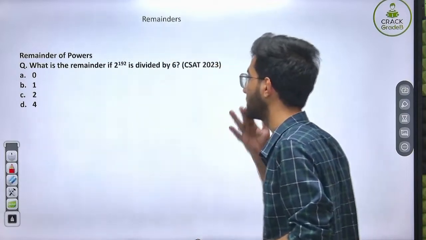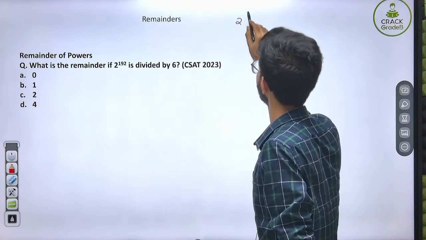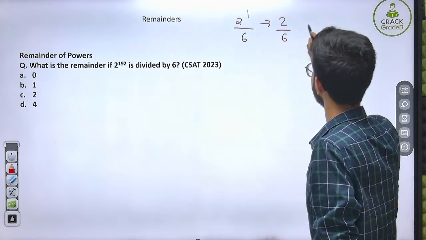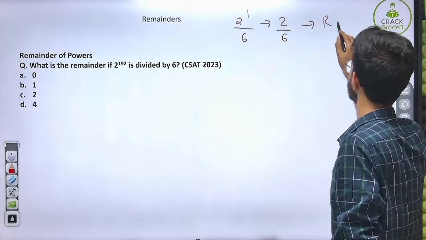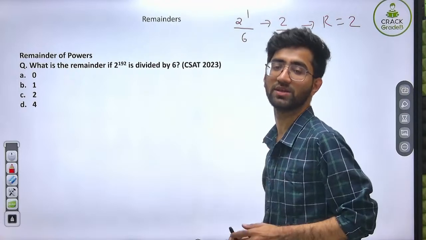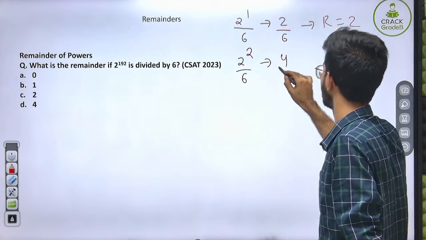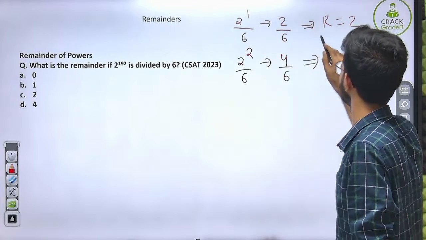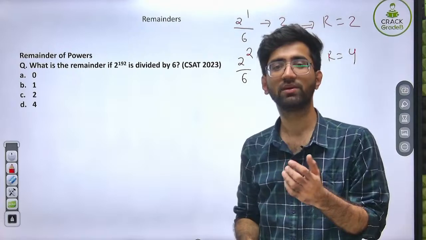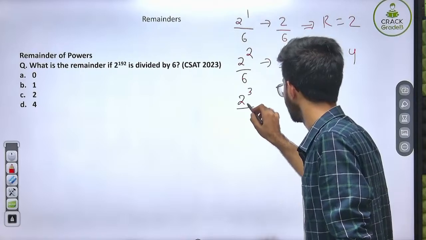The question is, what is the remainder if 2 to the power 192 is divided by 6? Again, we will follow the same pattern. If you divide 2 to the power 1 by 6, this is 2 by 6, so obviously the remainder is 2. We similarly followed this pattern in the earlier question, right? Then 2 to the power 2 by 6 is 4 by 6, and if you divide 4 by 6, you get remainder 4. Are you able to notice? Then again, you will write 2 to the power 3 by 6.